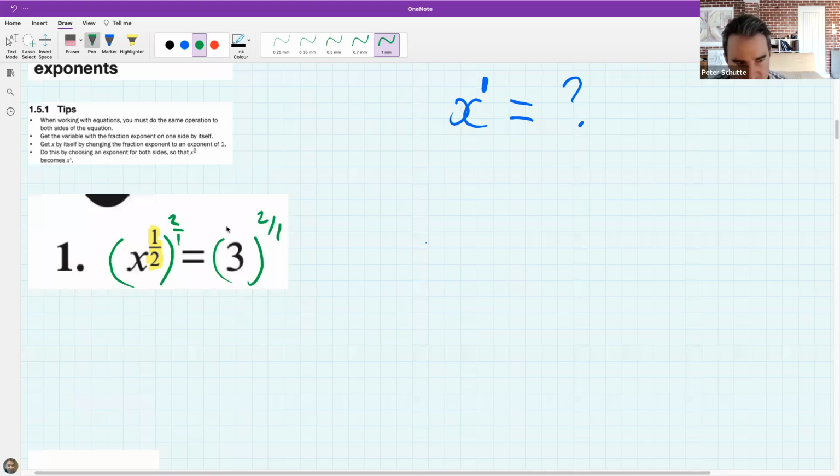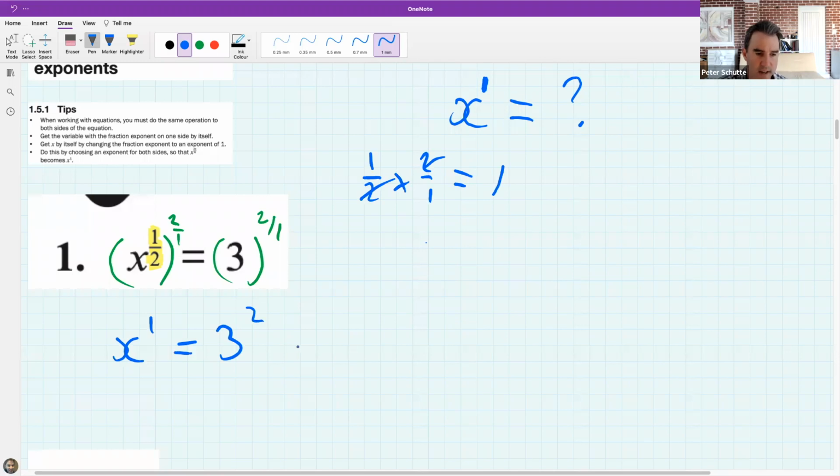If we raise both sides to the power of 2/1, or raise both sides to the reciprocal, what do we get when these two powers multiply? Well, we're going to get 1. So we get x to the 1. And then what is 3 squared? It's just going to be 9.